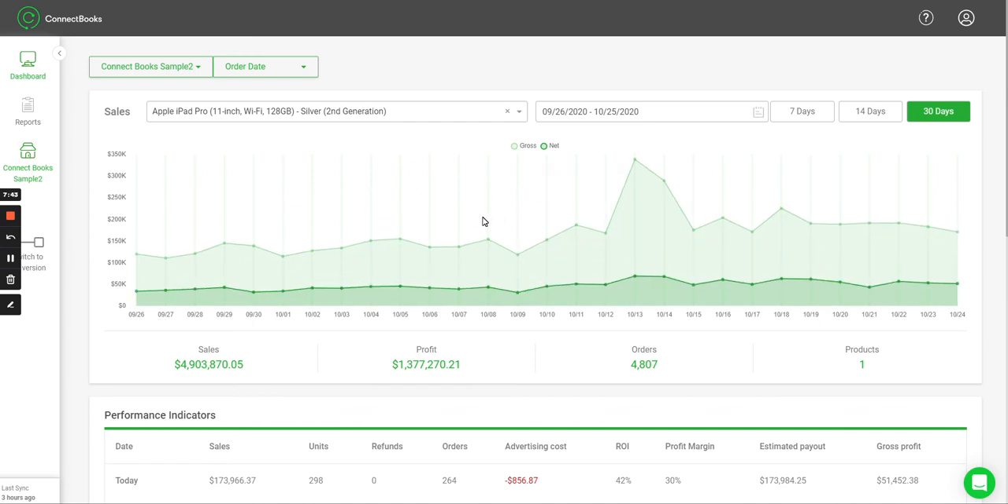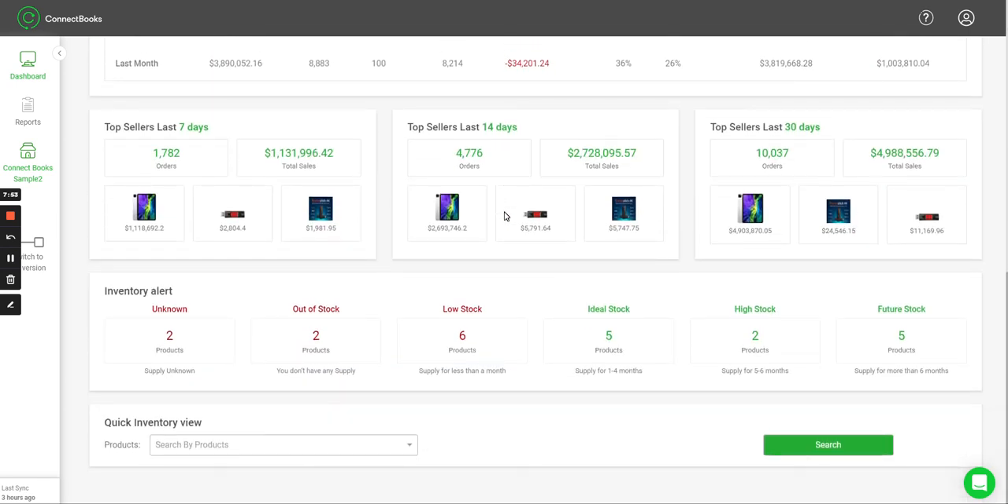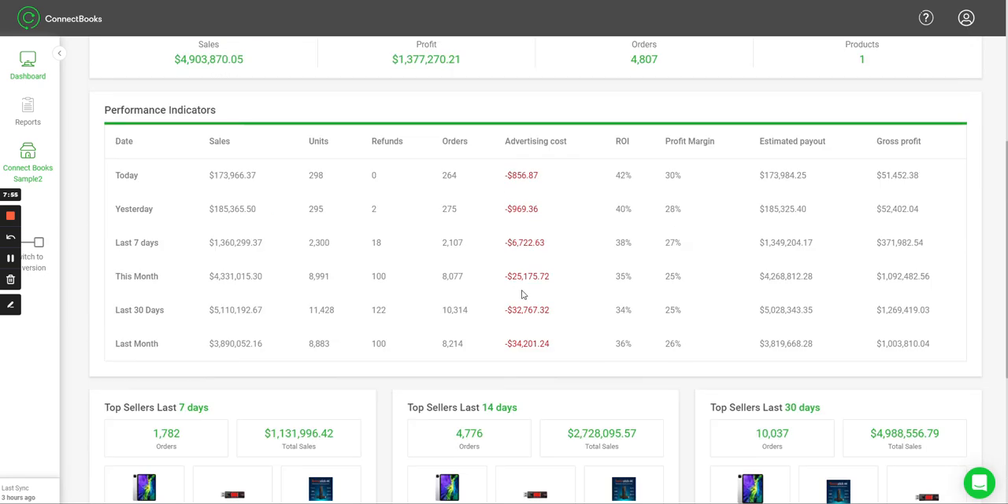This video basically covers the features of the dashboard, and we're going to have more videos explaining. The next video will explain more about the inventory alerts, and we will explain more about the other stuff in the reports as well.